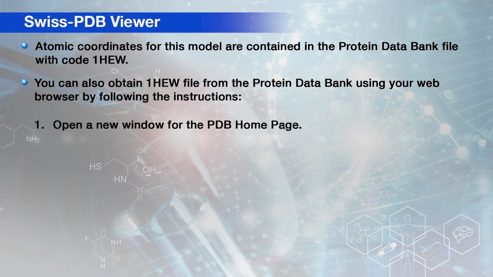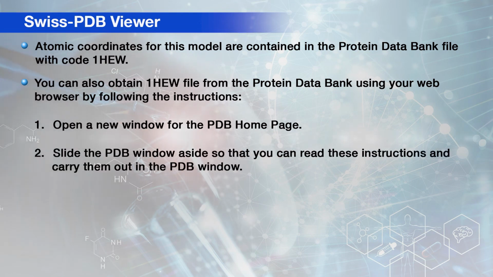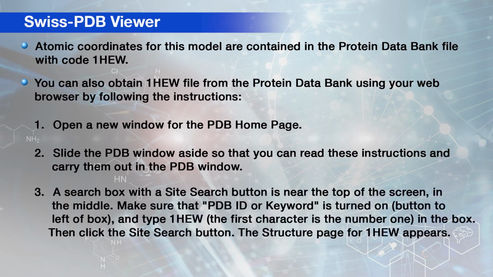First, open a new window for the PDB homepage. Second, slide the PDB window aside so that you can read these instructions and carry them out in the PDB window. Third, a search box with a site search button is near the top of the screen in the middle. Make sure that PDB ID or keyword is turned on.